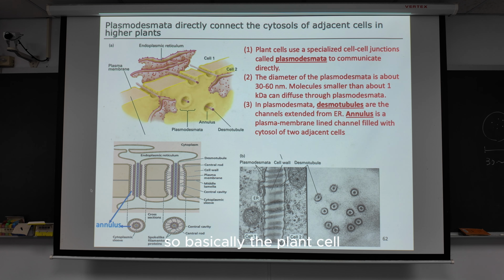So basically, plant cells do not have a strong identity. Each cell shares the same protein, the same composition. You don't really tell if it is an A cell or B cell, but with animal cells, you sometimes can really tell this is one kind of cell and the other kind of cell during development.